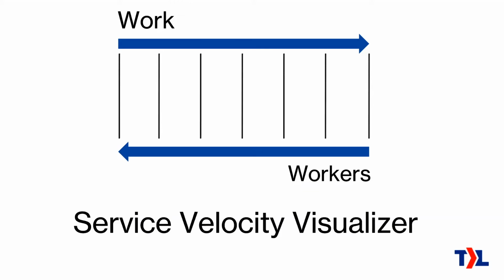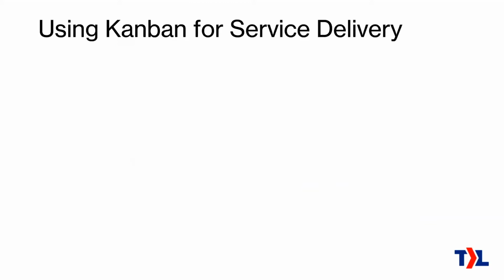So we have a name for this. We call this the service velocity visualizer. You can see, obviously it's a good way to visualize it, and it helps you increase your velocity by working more effectively with the team that you have. So let's talk about it. How do we actually do this?